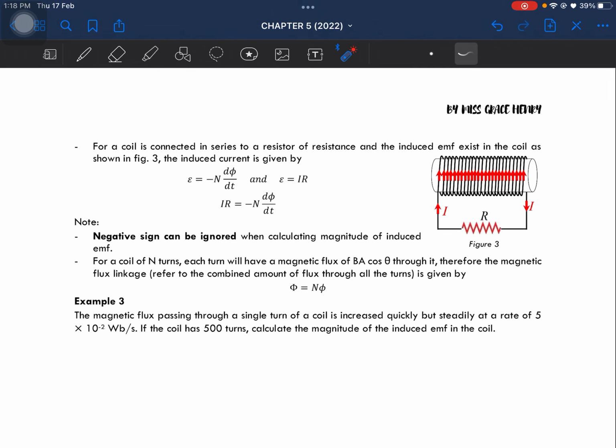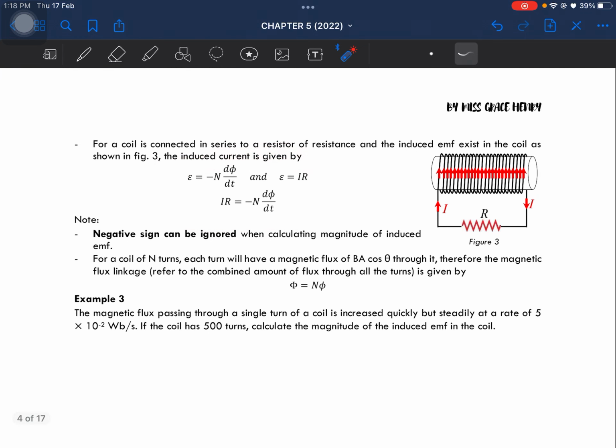For a coil connected in series to a resistor of resistance R, and the induced EMF exists in the coil as shown here, the induced current is given by this equation here. We know that induced EMF is equal to negative n times the rate of change of magnetic flux, and we also know that EMF is equal to IR. Combining these two equations, we get this equation, where I is rearranged, so you get the induced current.